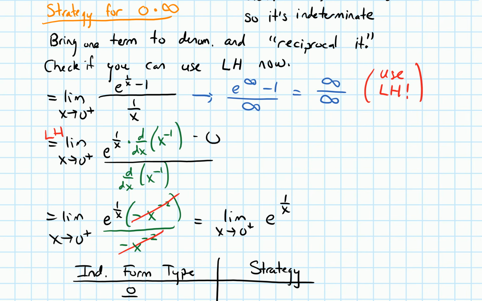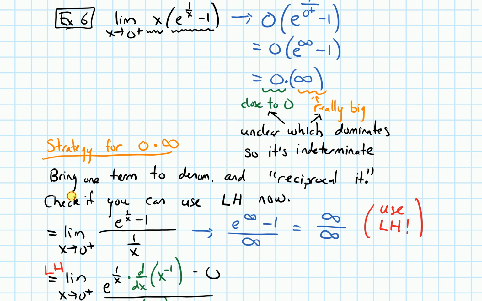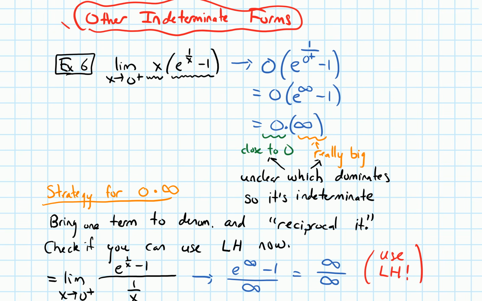And plugging into this now, we will get e to the 1 over 0 with a little plus sign, which is infinity. That is getting really, really big. And e to the infinity is infinity. And that is my answer here. So the answer to this limit, this original limit, ended up being infinity.